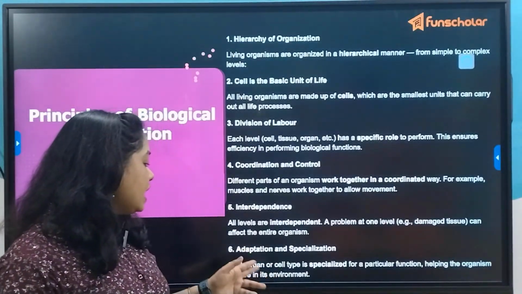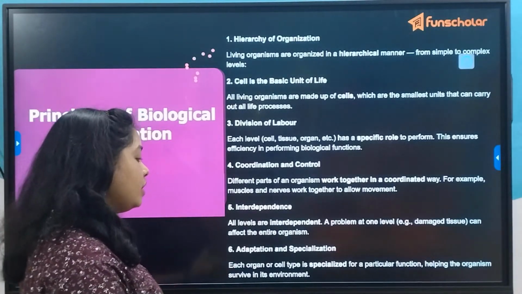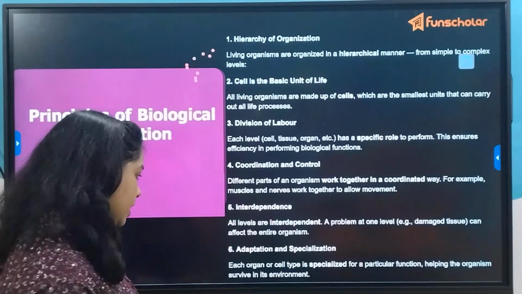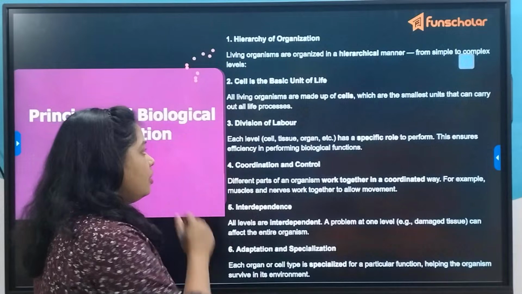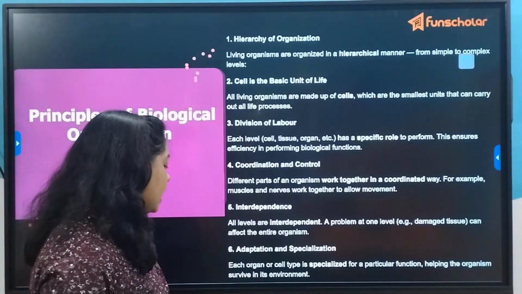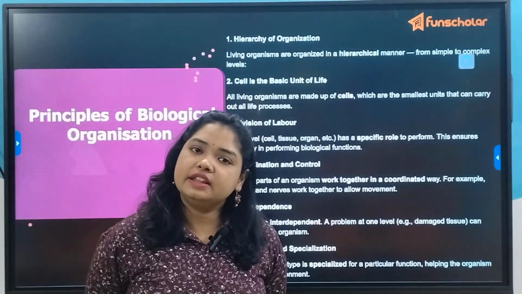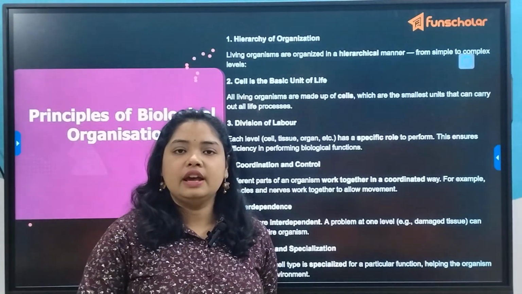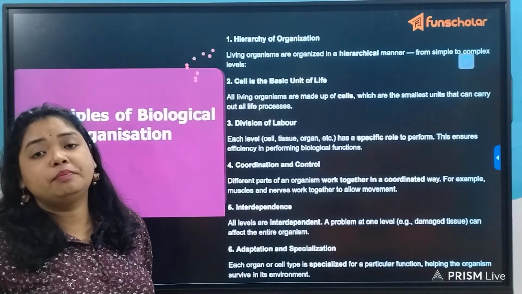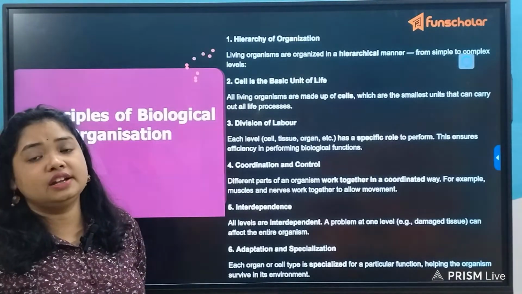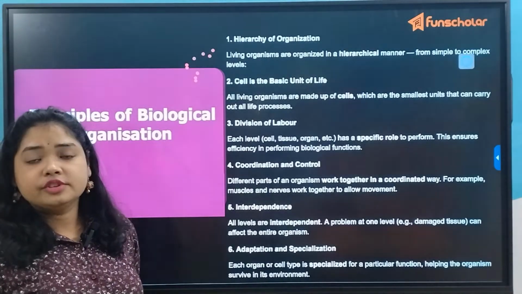And last but not the least, adaptation and specialization. What does this mean? Each organ or cell type is specialized for a particular function, helping the organism survive in its environment. Right? So this principle is related to division of labor. We know that each cell type and each organ has a specific function. For example, lungs will take in the oxygen and give out the carbon dioxide, and in the lungs the oxygen will then get assimilated in the bloodstream, right? Again, what will the heart do? The heart will pump the oxygenated blood to all the parts of the body and collect the deoxygenated blood. So all the organs are specialized to perform specialized functions.